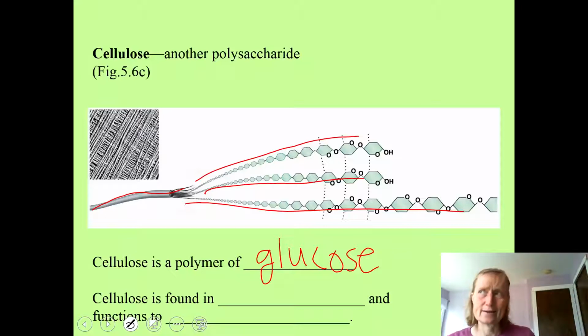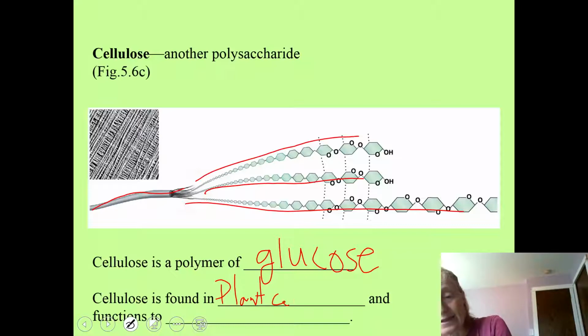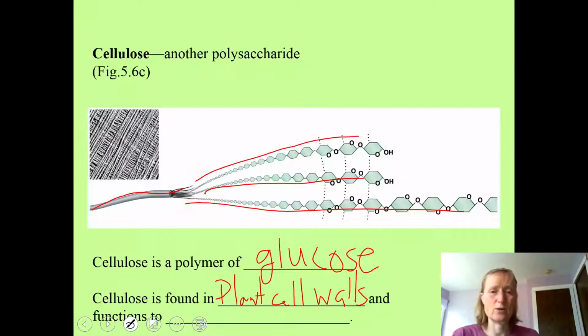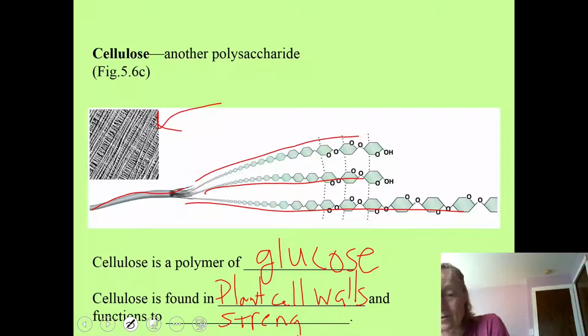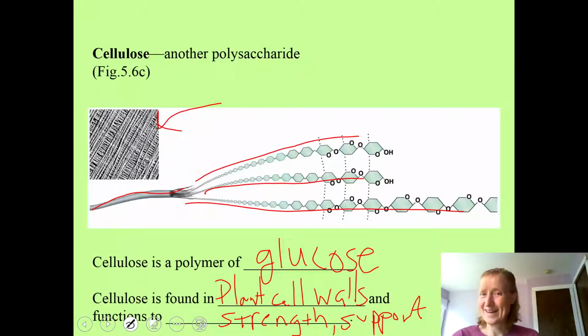Where do we find cellulose? Cellulose is found in plants and typically found in plant cell walls. What does cellulose do in plant cell walls? Long rope-like fibers. That has to be strength. In plant cell walls, it functions to provide strength or support. You can write both of those down here, strength or support for the cell walls. Okay? And that helps to hold up the plants.